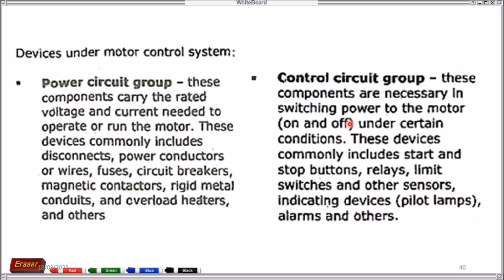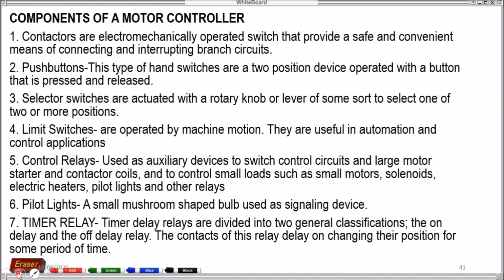So the control circuit group basically is the one controlling the power circuit group. So nandun po yung lahat ng mga controls, yung mga buttons na kailangan nating i-push or i-activate in order to control the power circuit group, thereby controlling also the motor itself.